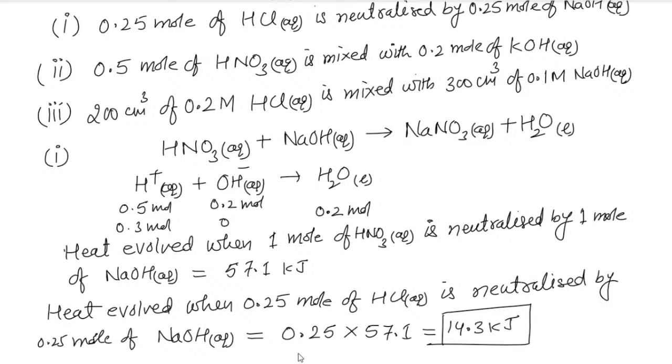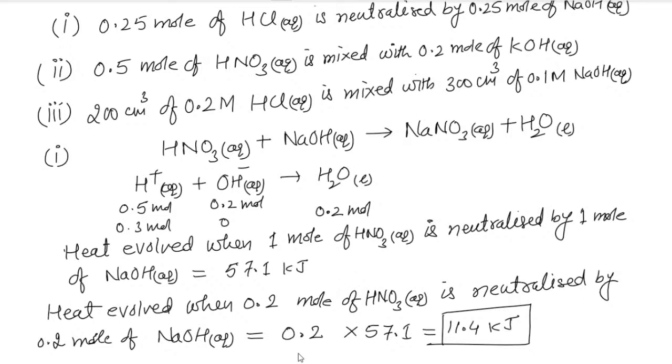Now heat evolved when 0.5 mole of HNO3 is neutralized by 0.2 mole of sodium hydroxide. That means out of 0.5 only 0.2 will be neutralized, the rest remains in the solution. So you can write here 0.2 only. This is a case of limiting reagent. So 0.2, and the value comes out to be 11.4.